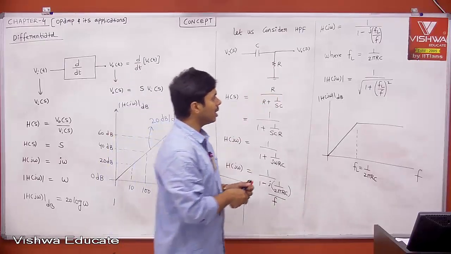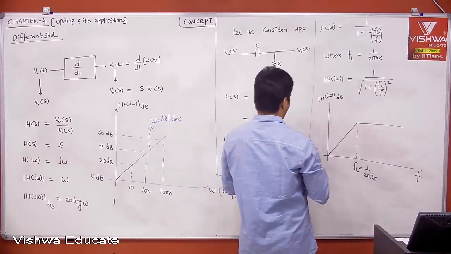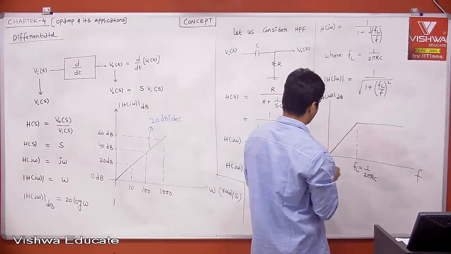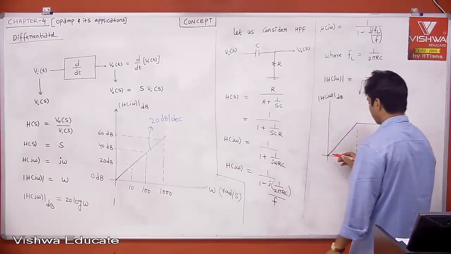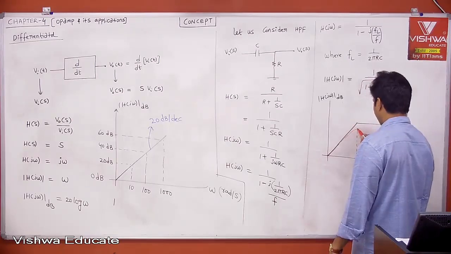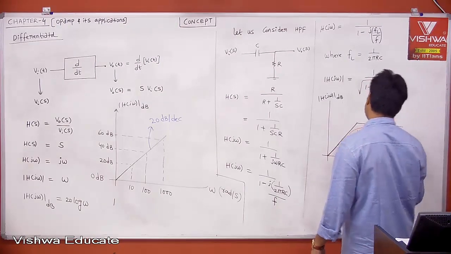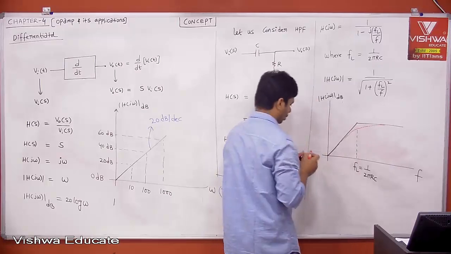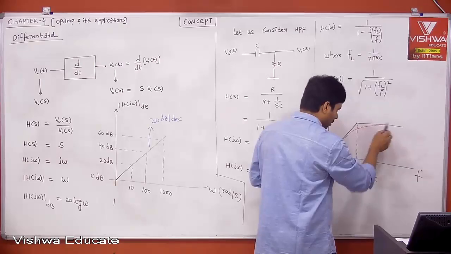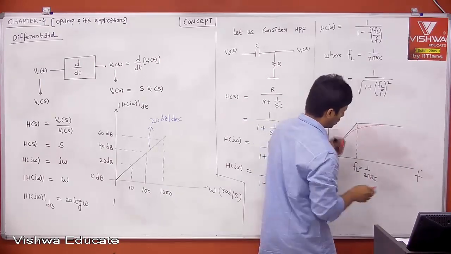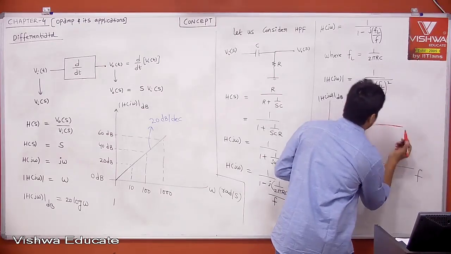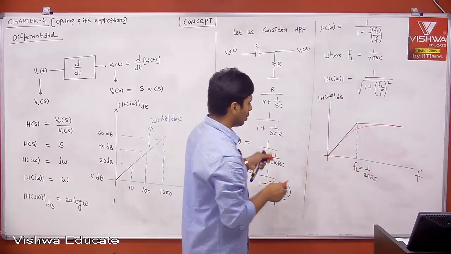But if you take the actual curve, what is it? As F is increasing, your gain will increase, right? If you observe clearly, this is the real plot. Slowly the cancellation is happening, then it is reaching 0 dB per decade.